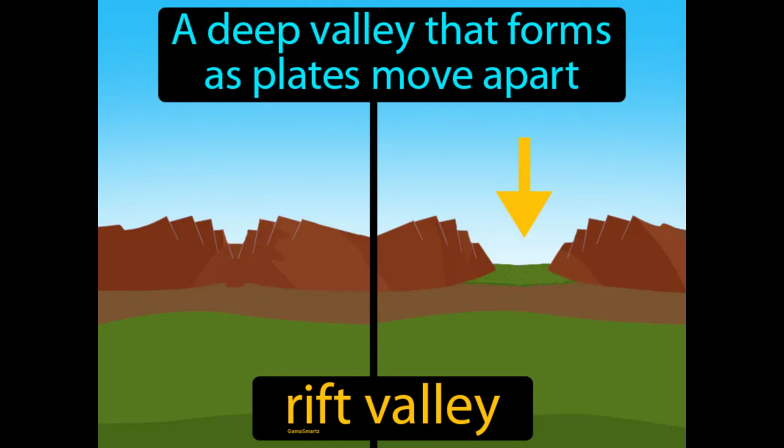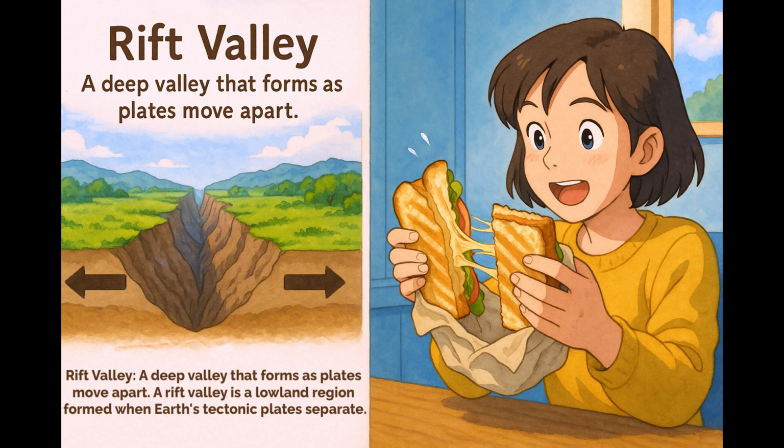A deep valley that forms as plates move apart. Rift Valley. A rift valley is a lowland region formed when Earth's tectonic plates separate. Imagine you're trying to separate a tightly glued sandwich from its wrapper, and as you pull the wrapper apart, a gap forms between the two sides.